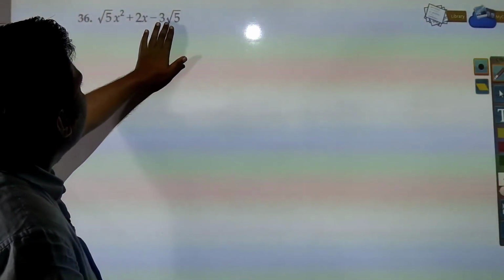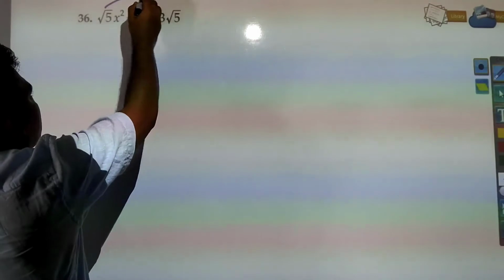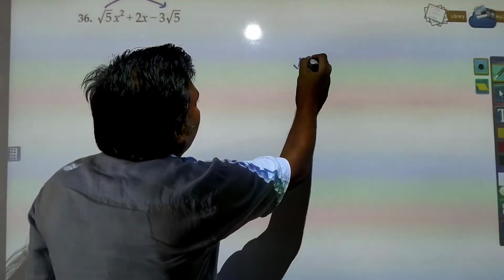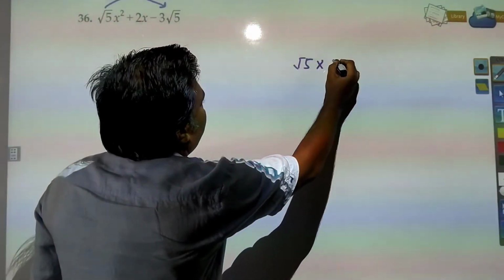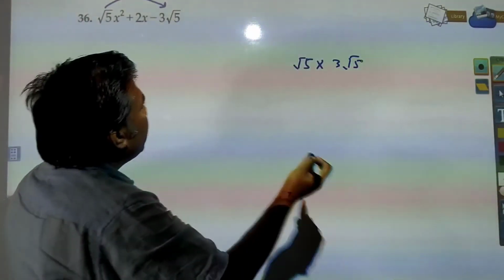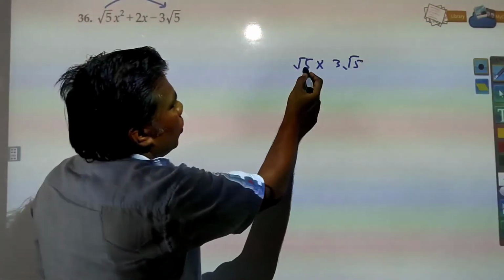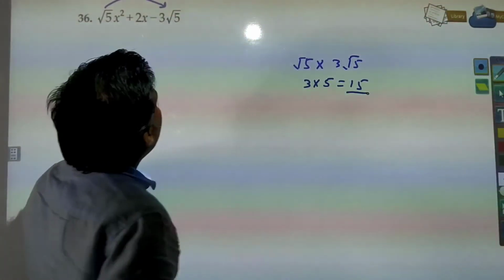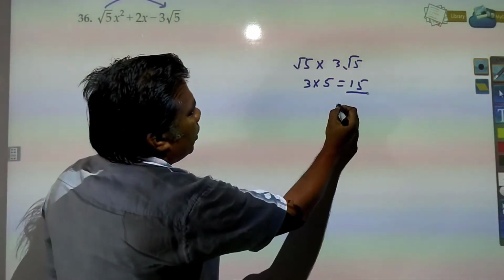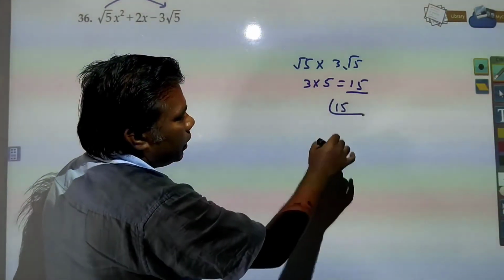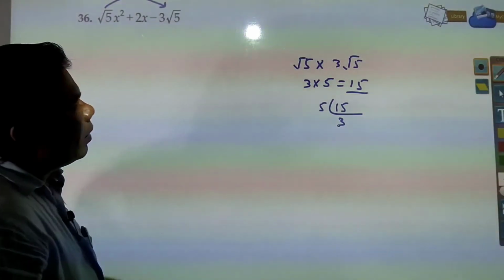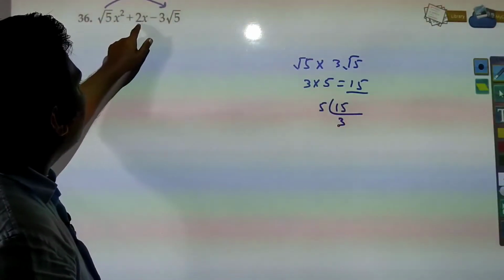now you have root 5x square plus 2x minus 3 root 5. Again the same thing is required to be done, first term and last term is required to be multiplied. So you will get root 5 into 3 root 5 and that result will come in negative because minus you have. So root 5 into root 5 is equal to 5 into 3, it means 15. Now 15 is required to be split, so 15 is required to be factorized. So you will get 5 3 is 15 and from 5 you are subtracting 3, you will get 2.